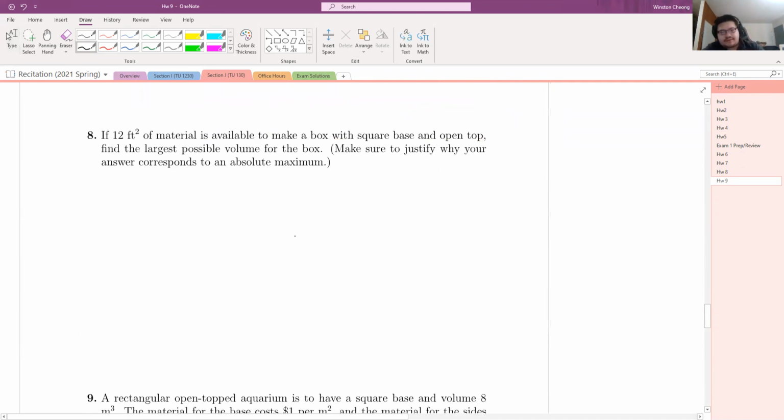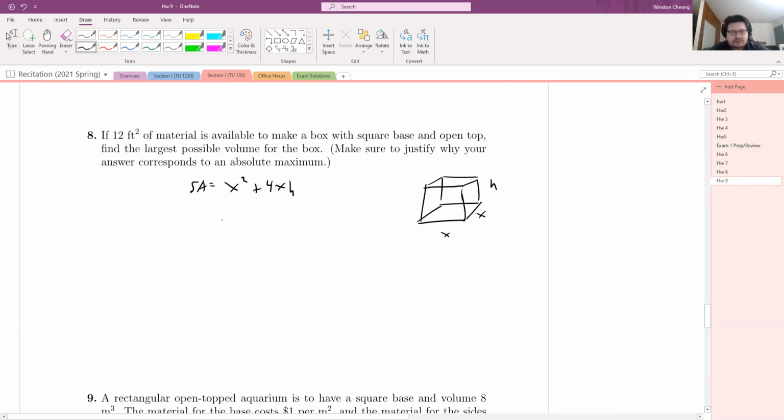For number 8, we've got a box. So I always like to draw a sketch just to see what I'm dealing with. All right. So that's a box, and it has a square base. So let's call the base of length x, and we'll have a height as well, h. The 12 square feet is talking about a surface area. And so that's x squared plus 4xh. We count the base, we count the 4 sides around it, we don't count the top because there is no top.